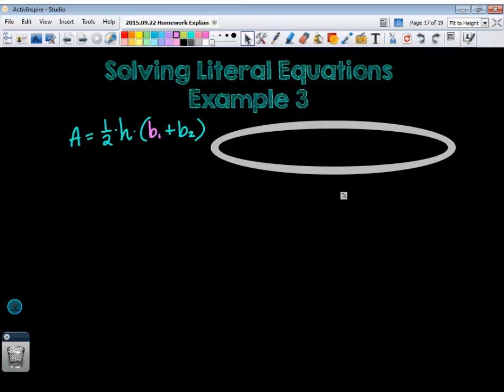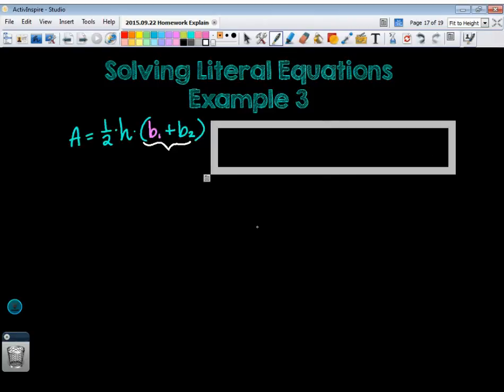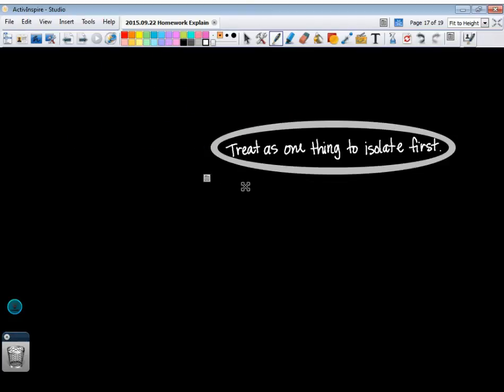In example 3 from the Solving Literal Equations worksheet, we're given the formula area equals 1/2 h times the sum of b1 and b2, and we're asked to solve for b1, which is why I have that colored pink. The first thing that we want to consider is the fact that we want to look at this sum of b1 and b2 as one thing. We want to treat this as one thing to isolate first.